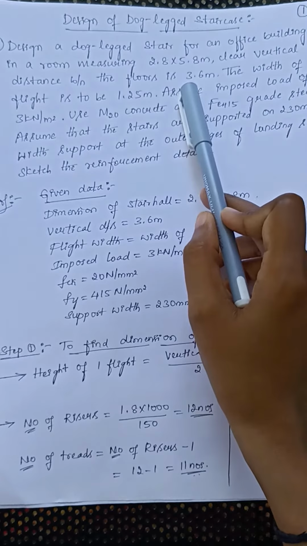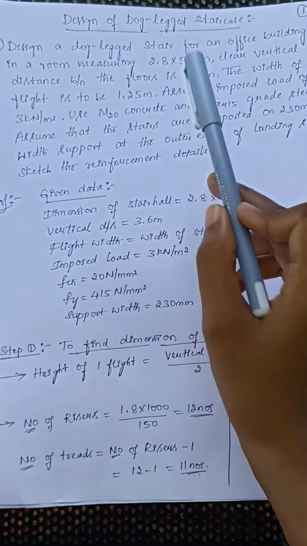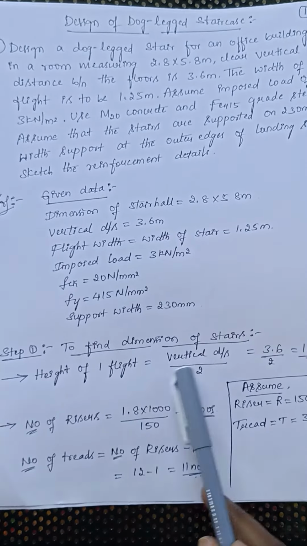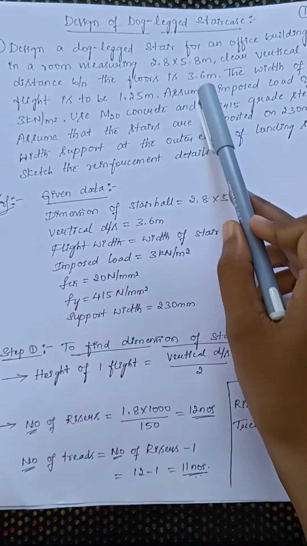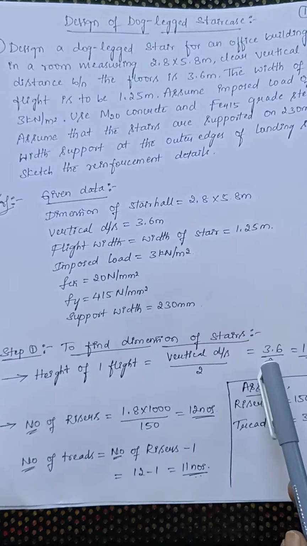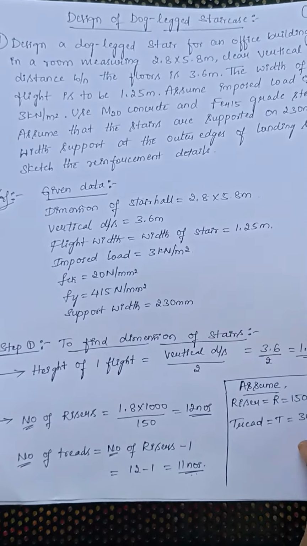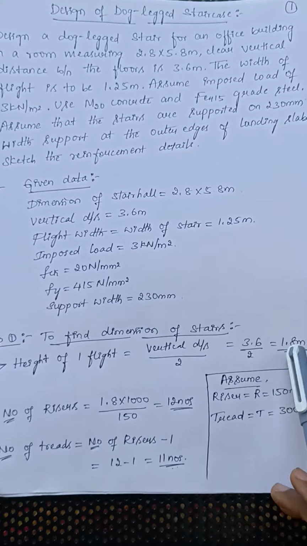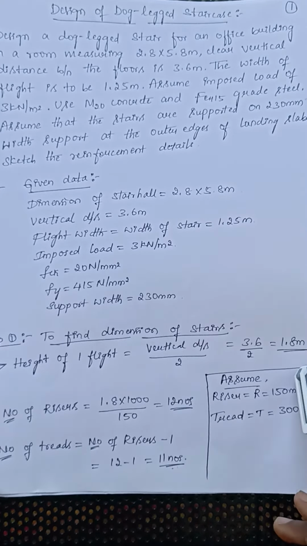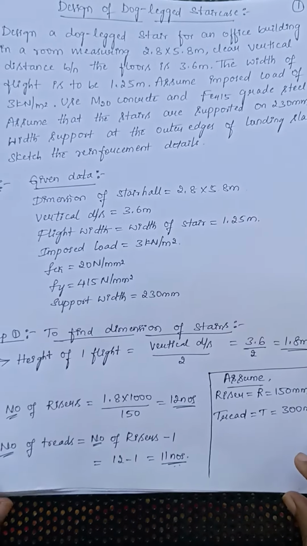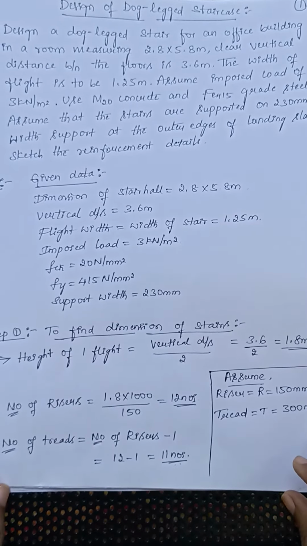If we divide the total vertical distance between any floor by 2, we will get the height of one flight. So the total vertical distance is 3.6 meter. On dividing 3.6 by 2, we get 1.8 meter. So this is the height of one flight. Now let us find the number of risers and treads which have to be provided.